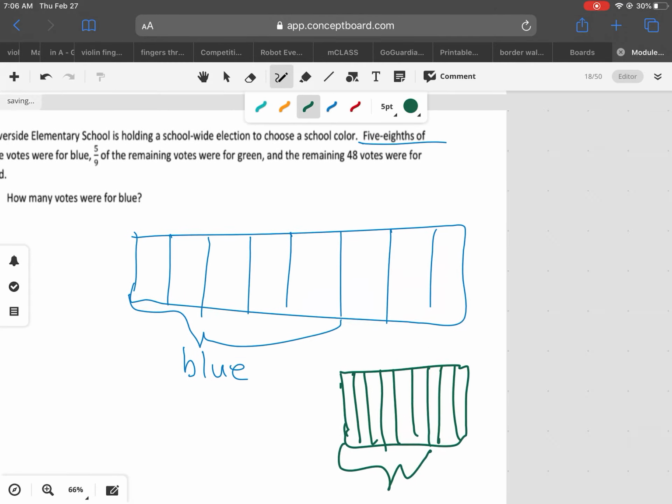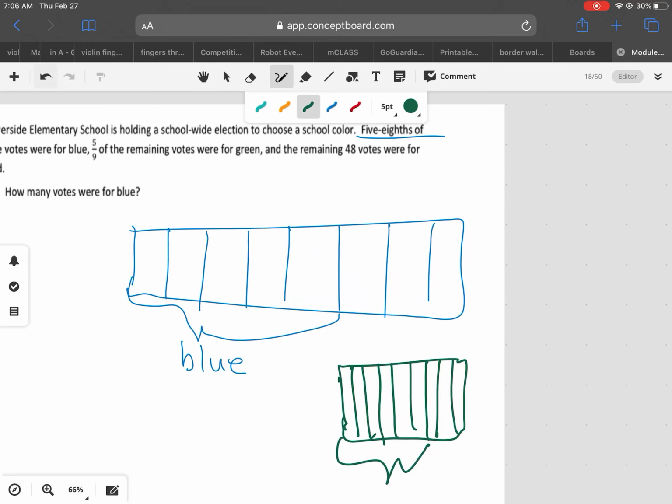That will be our bonus word, green. So let me do that really quick. This is green. And the remaining ones were 48. So our remaining are 1, 2, 3, 4. So 4 units equals 48.